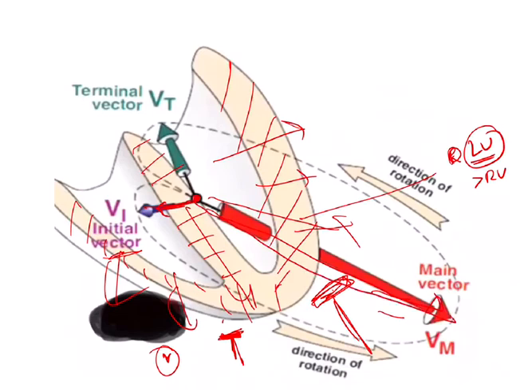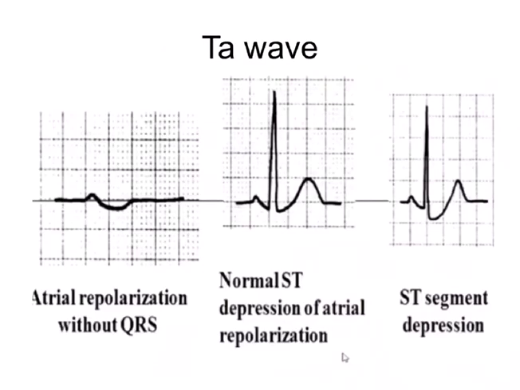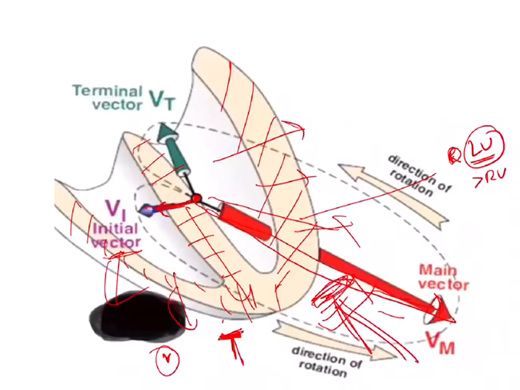And if we see the placement of the lead, the vector is coming towards the lead, so it will give a large deflection. So the initial deflection will be a small q wave followed by a large r wave.